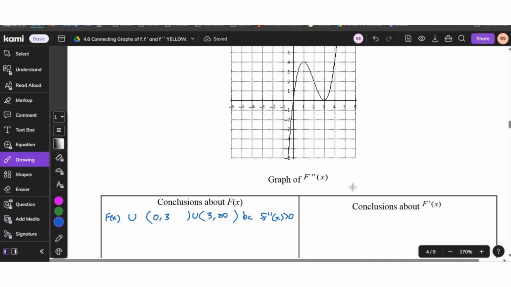Good. Now we can also say that f of x is concave down. And that only happens on one interval because the second derivative is negative. And what interval does that happen on? Where is the second derivative negative?